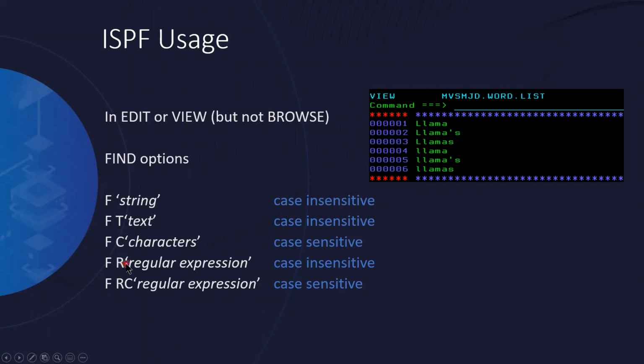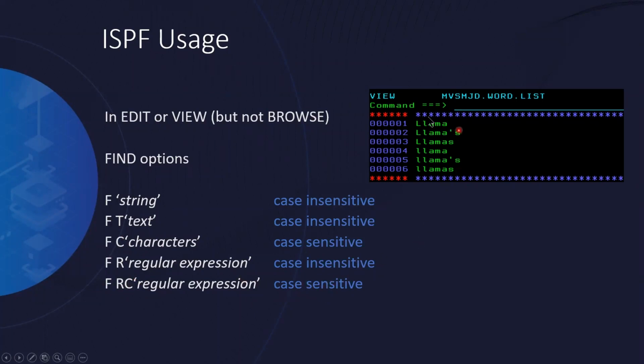What ISPF has implemented is a find R, and then within the quotes, single or double, is the regular expression. That's case insensitive. So it ignores whatever case you're looking for. And a combination of R for regular expression and capital C for case sensitivity. So you get F space RC quote regular expression, that becomes case sensitive.